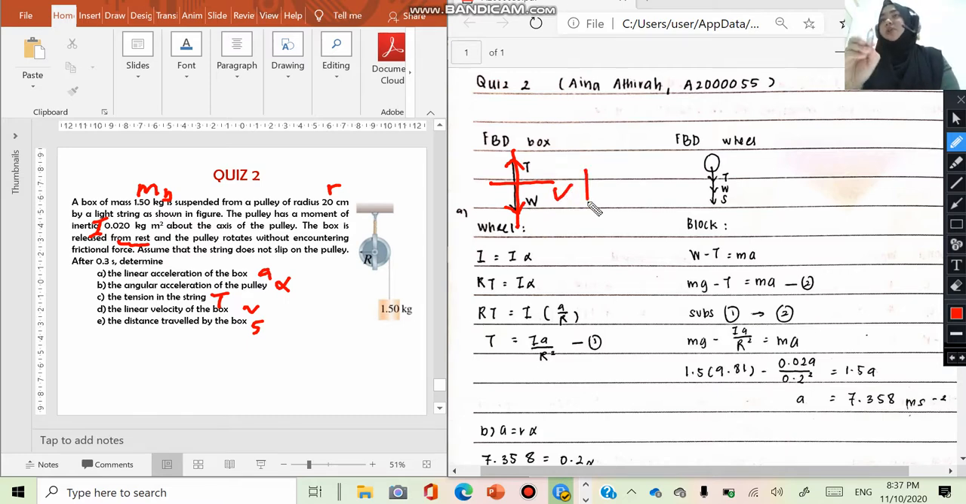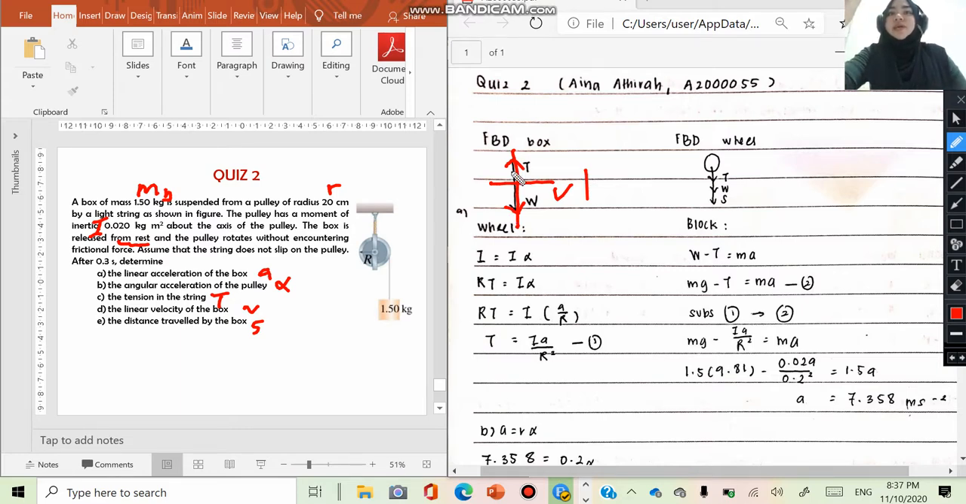Okay, 0.5 for each force. For T 0.5, for W 0.5 with the correct direction. Remember, untuk FBD, kalau awak tak lukis dia punya arrow ni, tak ada maknanya. Tu bukan FBD. FBD tanpa arrow, tiada makna.